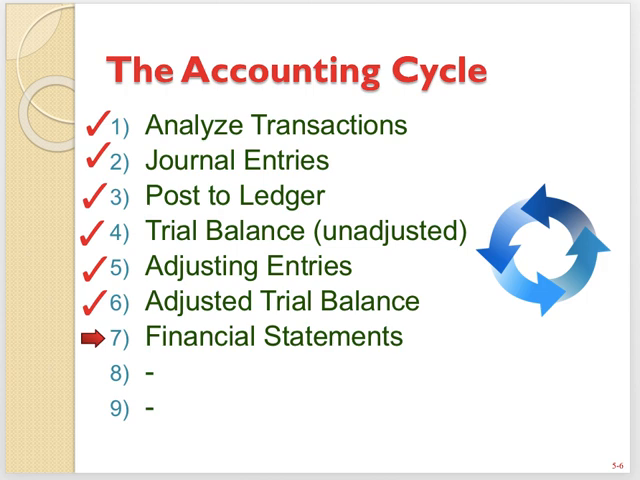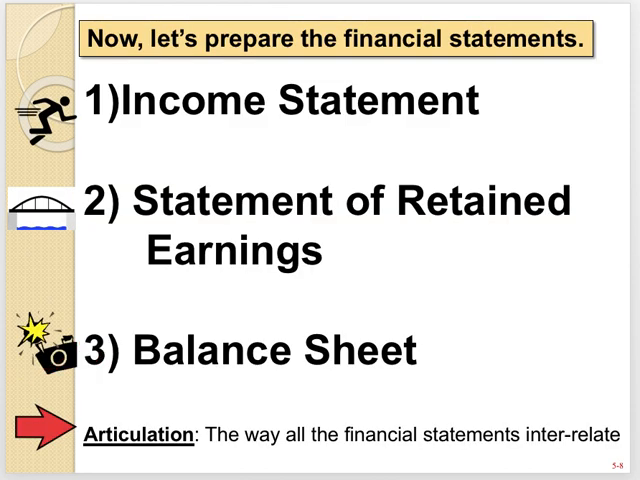Sorry, this is step 7 of the accounting cycle, which is financial statements. And there are 3 financial statements that we're going to be working on in this lecture series, which is the income statement, the statement of retained earnings, and the balance sheet. We did the income statement in part 1, statement of retained earnings in part 2. Now it's time to move on to part 3, which is statement 3, which is the balance sheet.